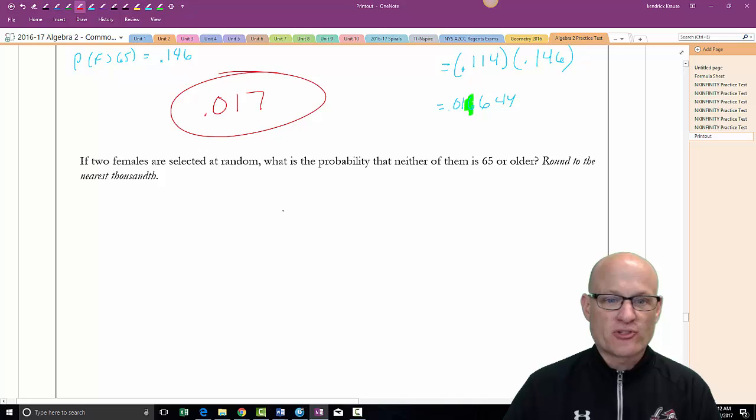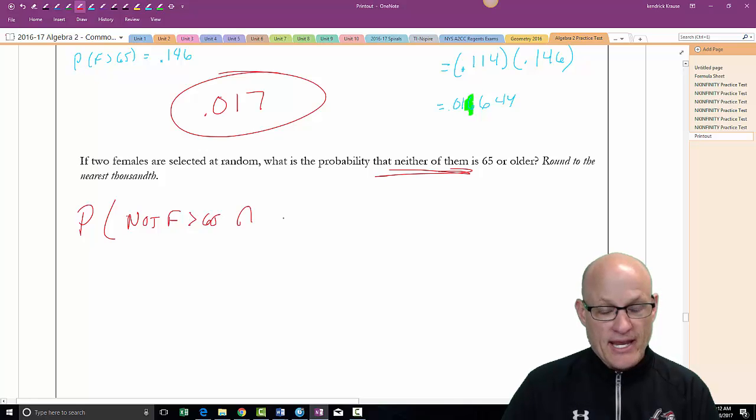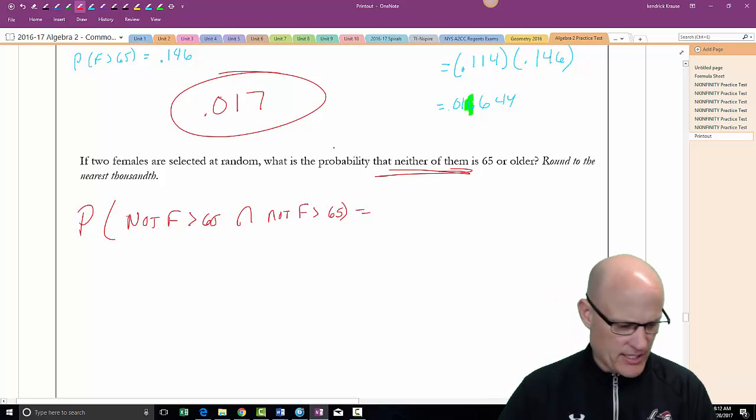If two females are selected, what is the probability that neither of them is over 65? Well, this is the probability of not female over 65 and the probability of not female over 65. Now, theoretically, by taking out that one, you sort of reduce the probability, but not really.